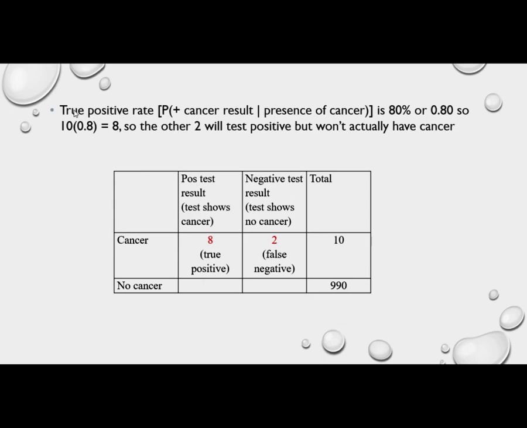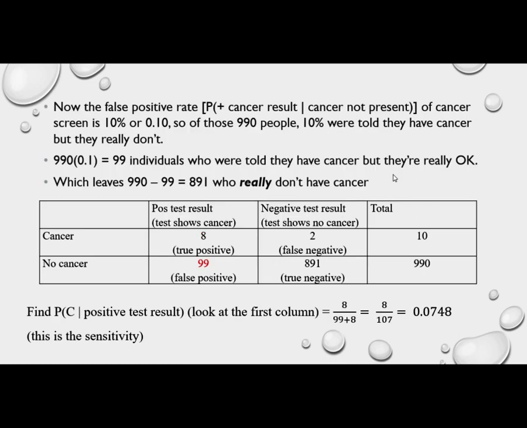Moving right along, a true positive rate is the probability of a positive cancer result given the presence of cancer is 80% or 0.80. So of those 10, that's 8. So the other is 2, right? So the false negatives will be 2. The other 2 will test negative but actually have cancer.